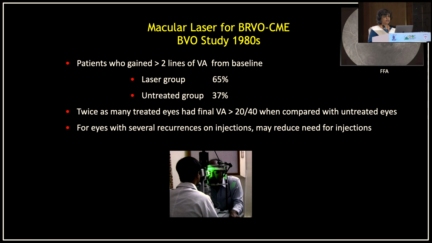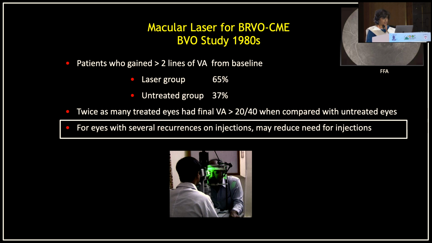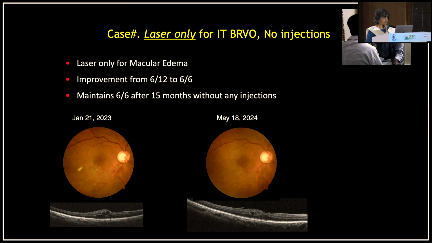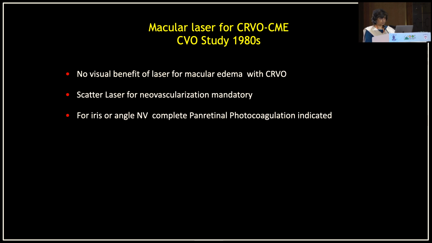So laser for BRVO has been shown to be useful, but now we use it only where patients continue to get several recurrences on injections. But we don't use it for every patient of BRVO, only when there are recurrences of macular edema. And this is a patient who did not want injection, and you can see that just laser has stabilized the patient with good 6/6 vision. Over 1.5 years, there is no injection given.